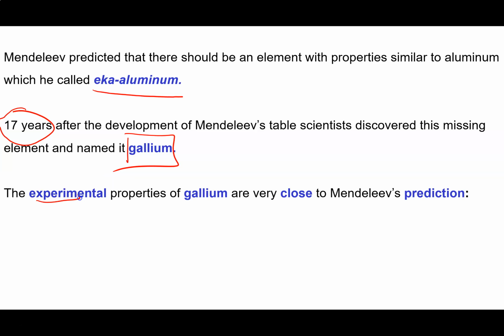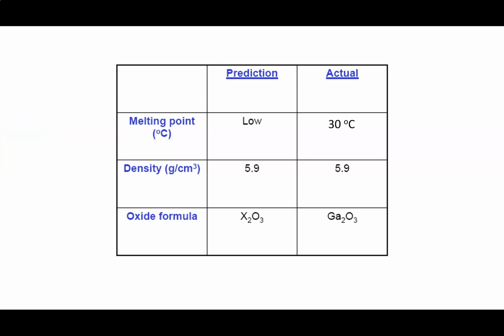And if we compare the experimental properties of gallium to those that Mendeleev predicted for Eka aluminum, you'll see that they're really, really similar. So Mendeleev predicted that gallium would have a low melting point. It turns out that you can melt gallium just holding it in your hand. It is a solid at room temperature. We normally define room temperature as being 25 degrees Celsius. And you can melt it in your hand. So sometimes it's rumored that if you ever see magicians doing spoon bending and stuff like that, perhaps those spoons are made out of gallium.